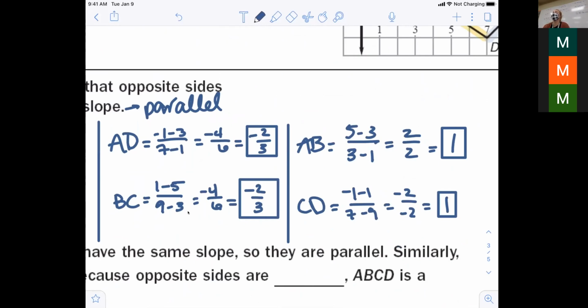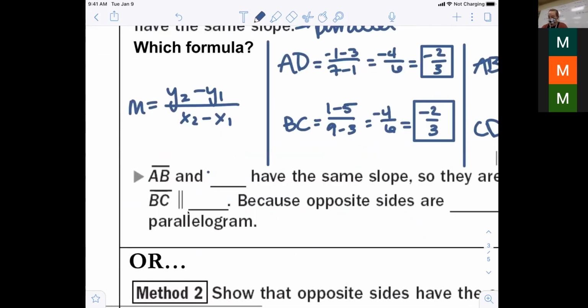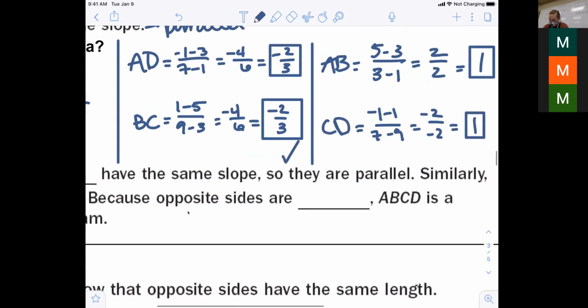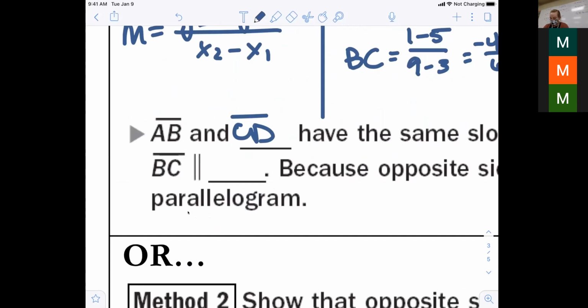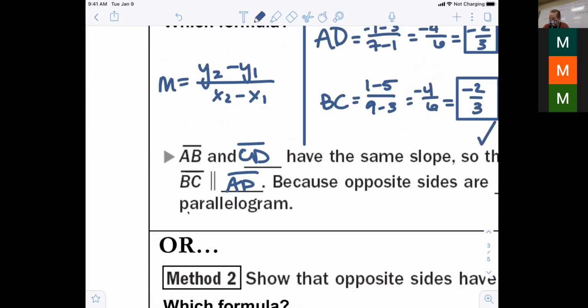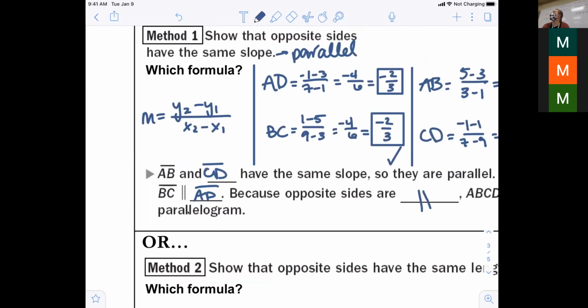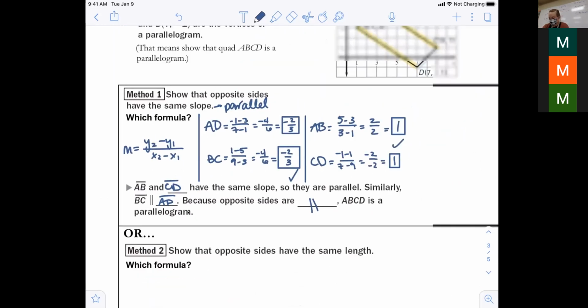Okay, I got 1 and 1 for A, B, and C, D. Is that what you guys got? Yeah. All right. That shows me that AD and BC have the same slope, which makes them parallel. And AB and CD have the same slope, which means that they're parallel. So I'm just filling in some little blanks. AB and CD have the same slope, and BC and AD are parallel. Because opposite sides are parallel, I have a parallelogram. ABCD is a parallelogram. That is one method.